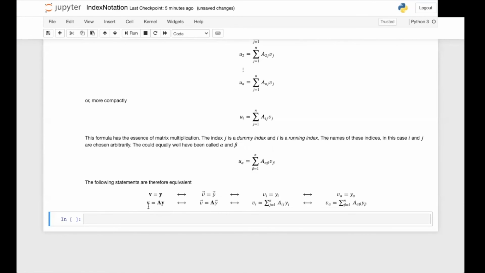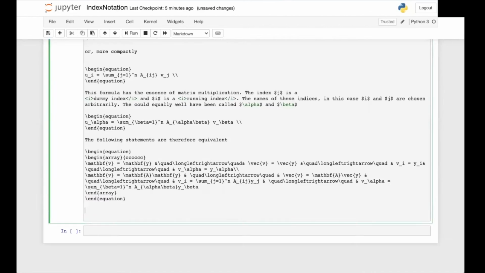And for matrix multiplications, you can say v is equal to A times y, where A is a matrix. You can write that again in vector form, or you can write that in summation form. v_i is equal to A_ij times y_j, so the j here is repeated, leaving component i, or then you can give any name to the components.